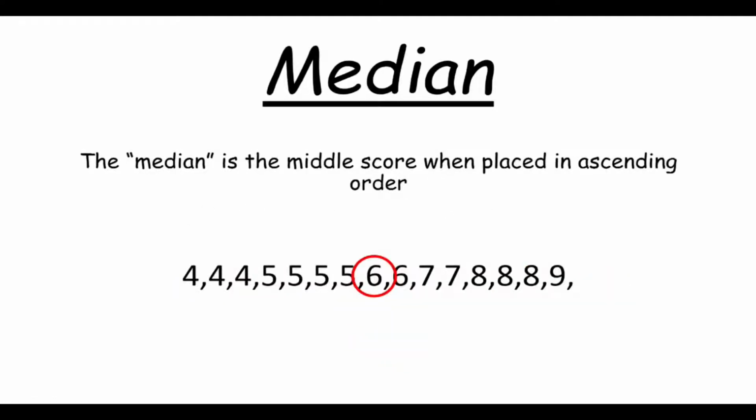The median is the middle score, discovered only after all the scores are arranged in ascending order from lowest to highest. As can be seen by the red circle from this image, the median of these scores is 6.